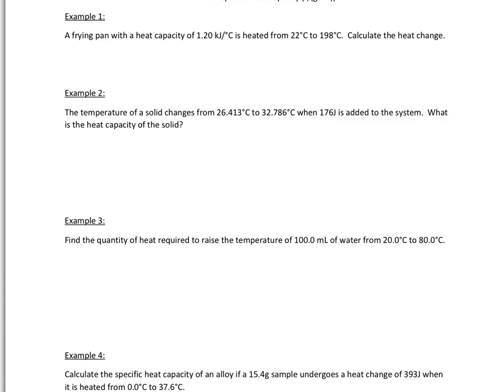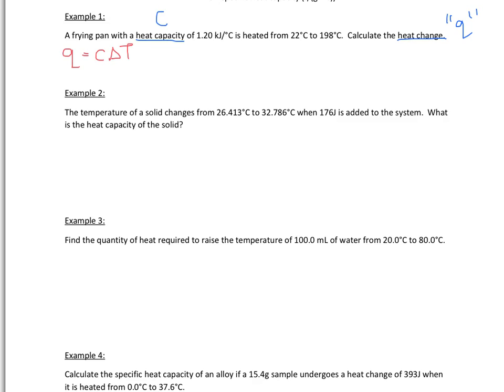Example 1. A frying pan with a heat capacity of 1.20 kilojoules per degree Celsius is heated from 22 degrees to 198 degrees Celsius. Calculate the heat change. So it's asking me here to calculate Q, and I've been given the heat capacity, which is a capital C. Therefore, I need to use the formula Q is equal to C delta T.